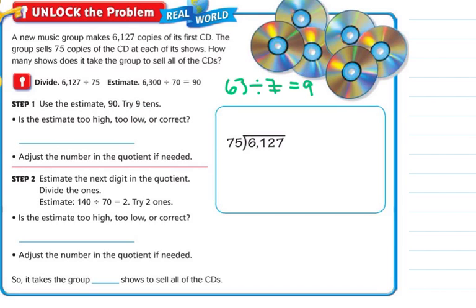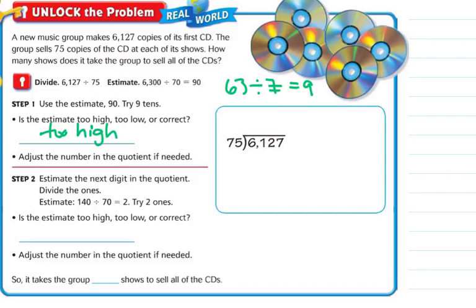So what we have to say to ourselves is, is the estimate too high, too low, or correct? First, we have to divide and check it. So boys and girls, we're going to try that 9 tens. So when we have 9 times 75, we get 675. And we notice, our estimate is too high because we can't subtract 675 from 612. So we're going to go a little bit lower. So instead of 9, we're going to use 8.